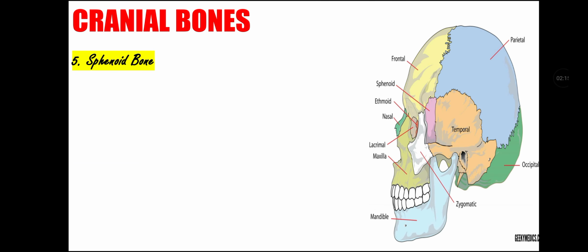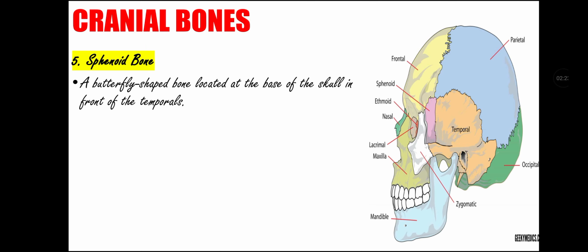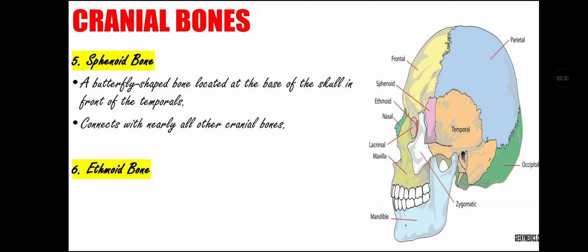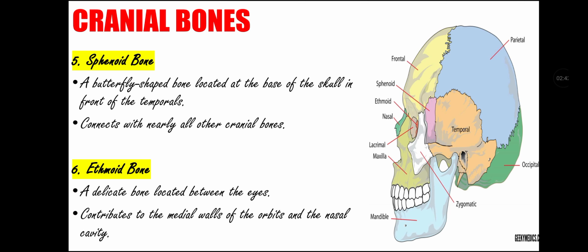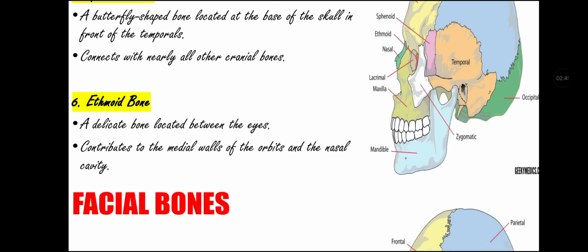Further talking about cranial bone, we have sphenoid bone. Here you can see in diagram the pink color bone is sphenoid bone just anterior to temporal bone. It is a butterfly shaped bone that is located at the base of skull in front of temporal bone. It connects with nearly all other cranial bones. Next is ethmoid bone. Here you can see in the diagram the red color bone is the ethmoid bone. It is a delicate bone located between the eyes. It contributes to the medial wall of the orbit and nasal cavity.